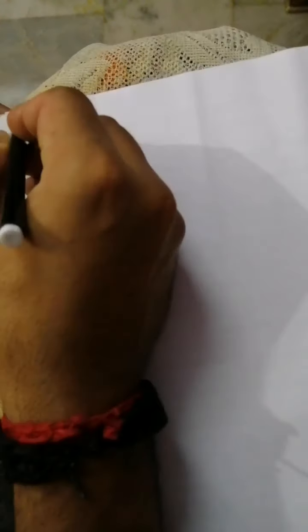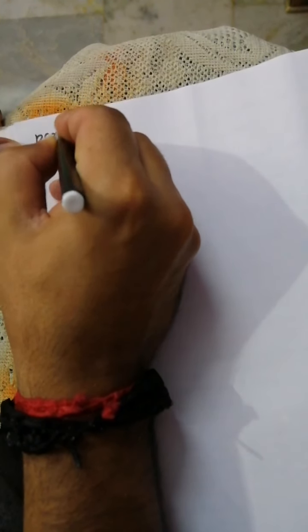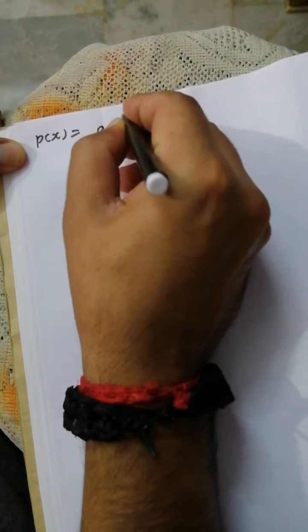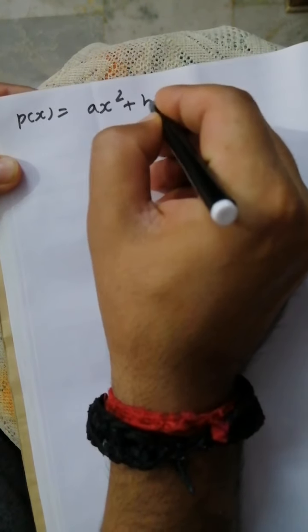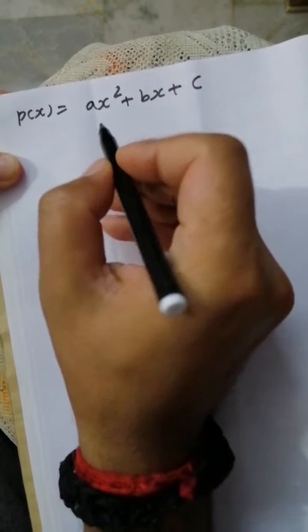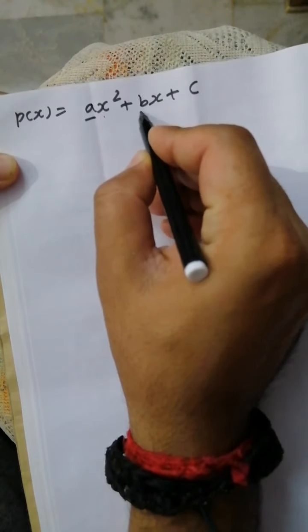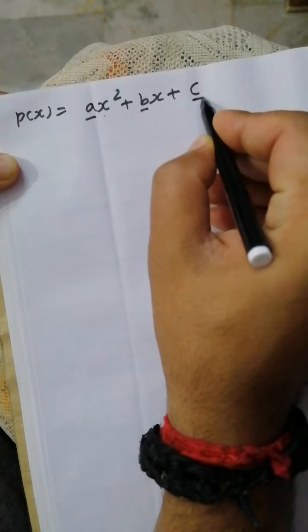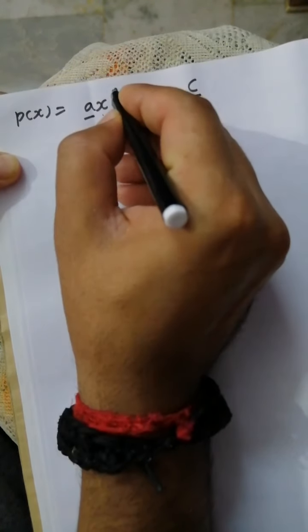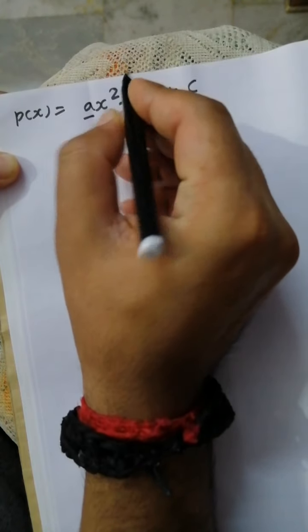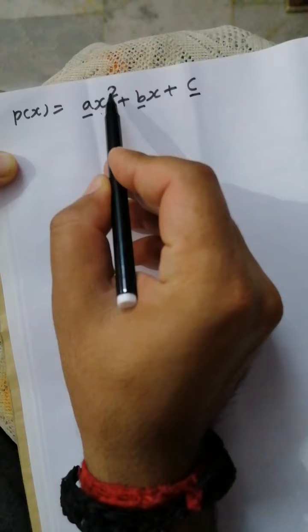Dear students, let a polynomial p(x) equal ax square plus bx plus c. Here you can see the coefficient of x square is a, the coefficient of x is b, and the constant term is c. That is a polynomial. It is a polynomial of degree 2, which means a quadratic equation, a quadratic polynomial. So it has degree 2.